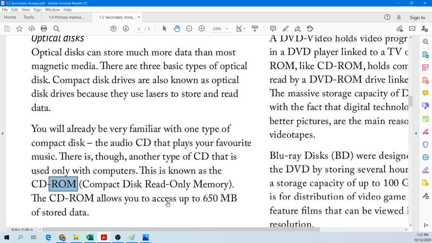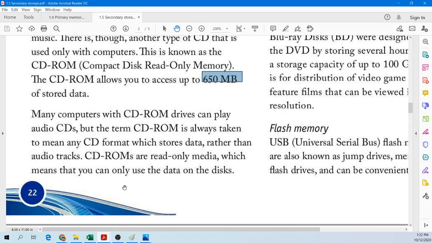Now these CD-ROMs, they give you up to about 650 megabytes. So that's something you need to remember. 650 megabytes for a CD-ROM.